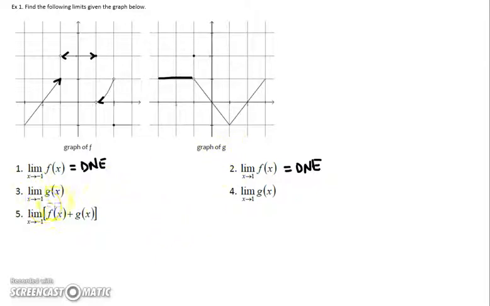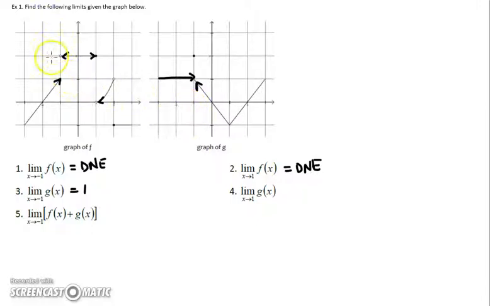Now on g, if we look at number 3, we're actually going to get an answer this time. As we're coming into -1 from the left-hand side, I'm approaching a y value of 1. As I come in from the right-hand side, I'm approaching a y value of 1. So both of these little arrows are pointing at the same y value. Our answer here is going to be 1. Notice that the actual function value, we have a closed circle up here at 2 and an open circle here at 1. We don't care what the y value is. We just want to know what the y value is getting really, really close to.